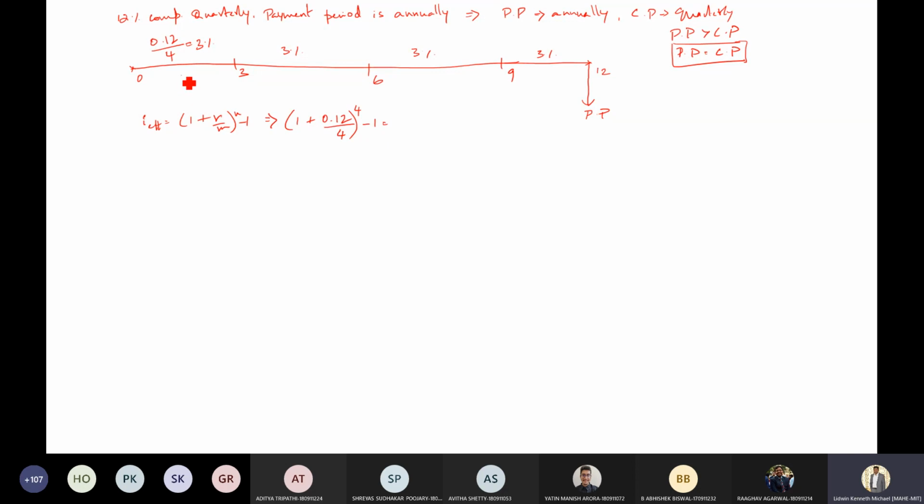So please see here, this is your first compounding period, right? First compounding period. This is the second compounding period. This is your third compounding period, and this is your fourth compounding period. Okay, so that is why it is 4. So you'll be able to calculate what will be your effective interest rate. Clear? If you guys are clear with this, then I'll move on to the third different type in this. Any doubts over here?